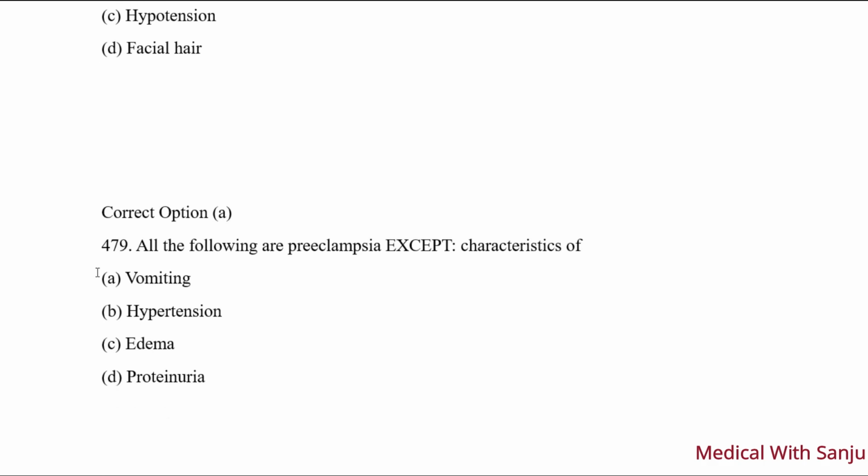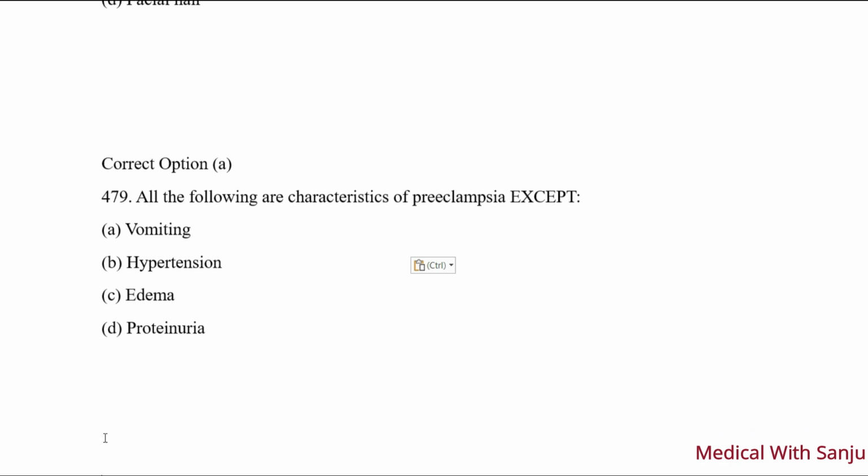Question number 479. All the following are characteristics of preeclampsia except option A vomiting, option B hypertension, option C edema, and option D proteinuria. Vomiting is not characteristic of preeclampsia. Option A is right answer.